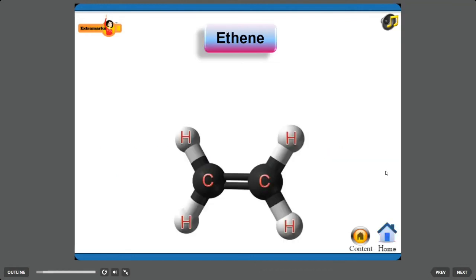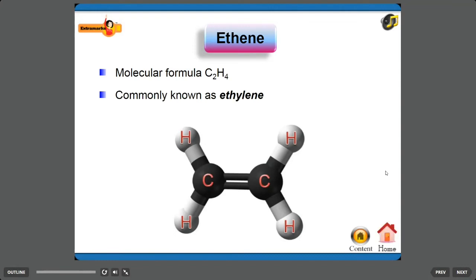The first member of alkene series is ethene. In the forthcoming slides, we will learn more about ethene. The molecular formula of ethene is C2H4 and it is commonly known as ethylene.